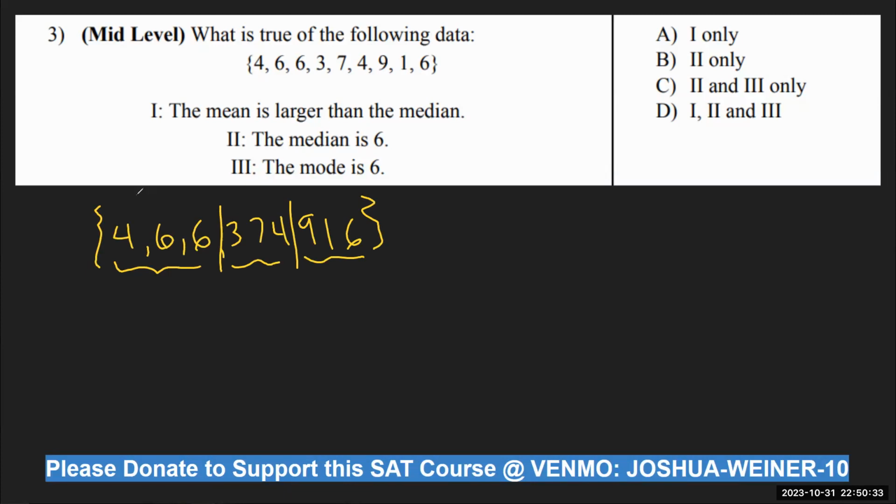So now I'll arrange them from least to greatest, just going through. I see that 1 is the smallest number. And then it looks like 3. There's a couple of 4s. Then there's 3 6s. And then 7 and 9.